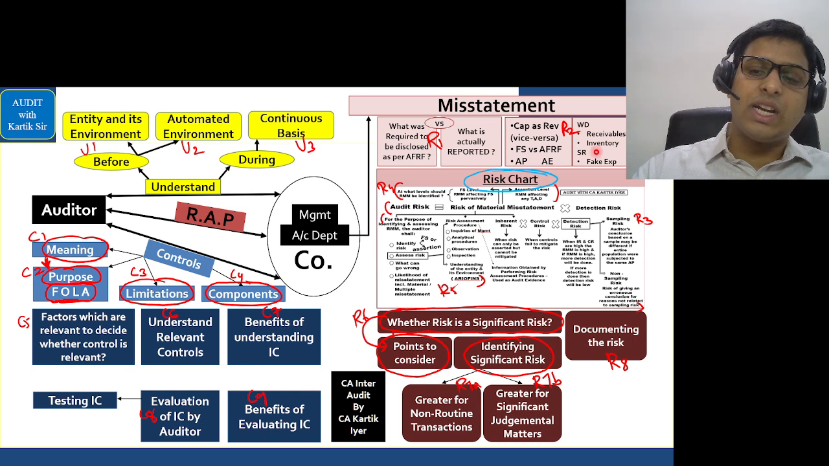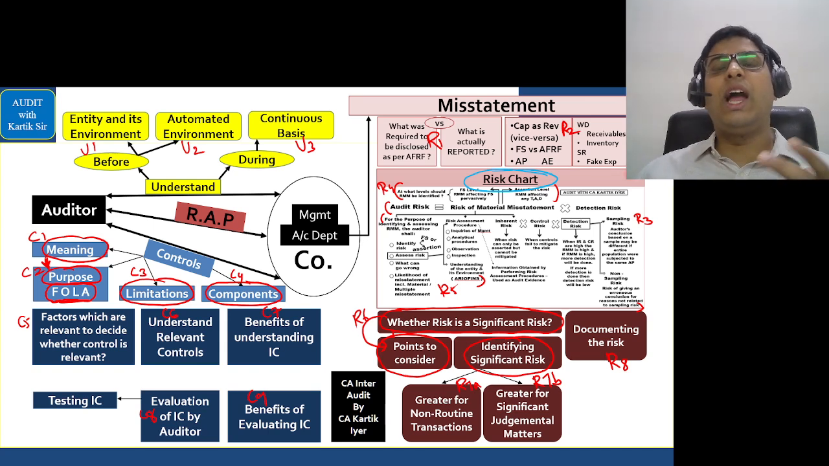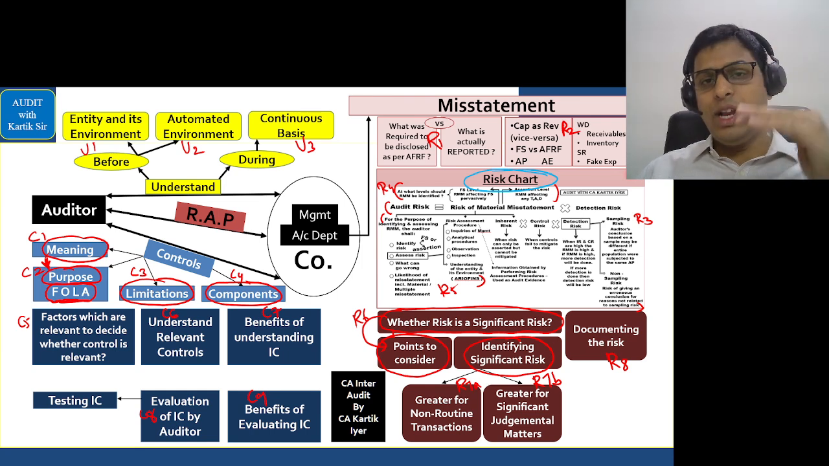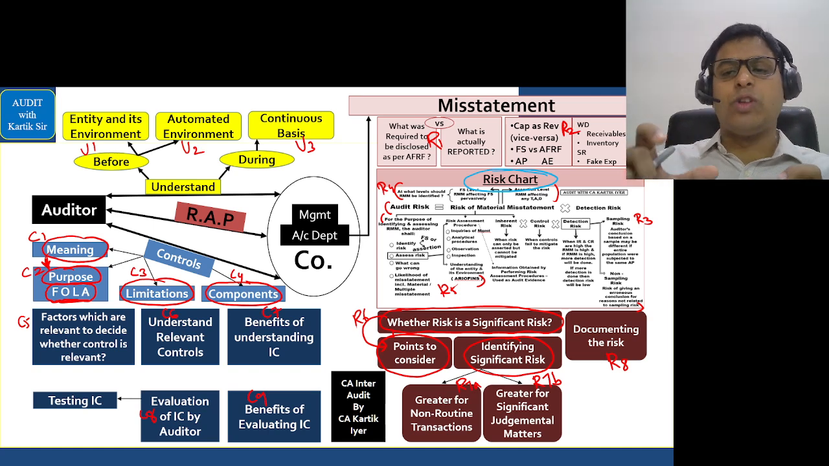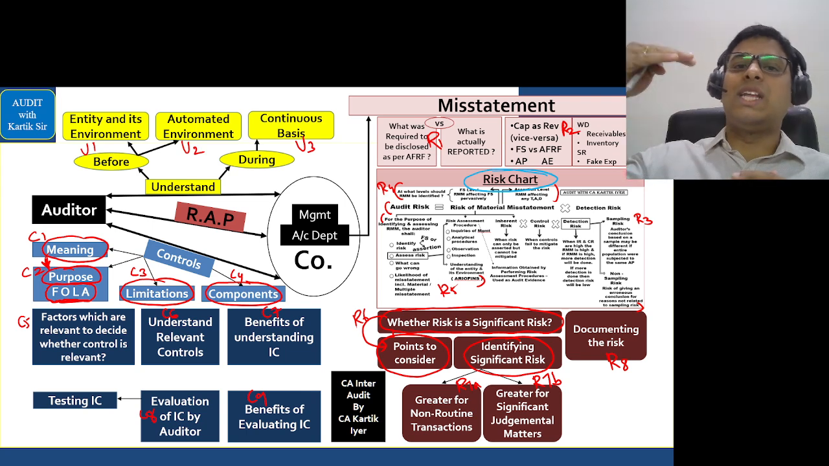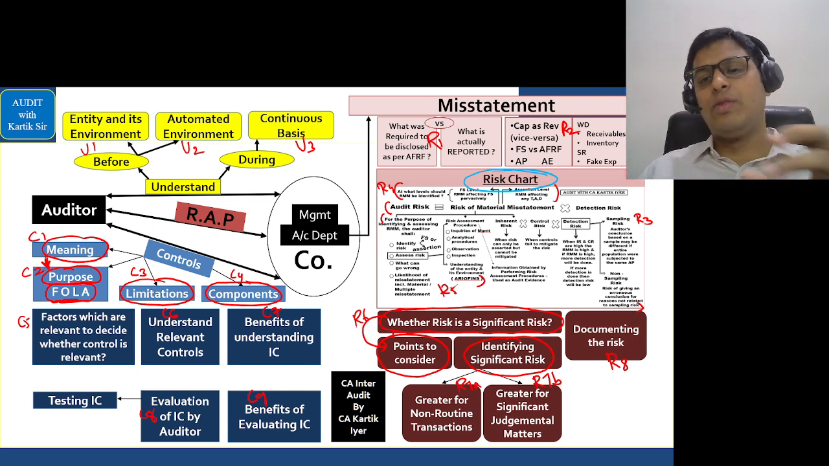Next you have secret reserve here. Secret reserve is basically when you show fake expenses and pay lesser taxes to the government because you're showing lesser profits. If you show fake expenses, your profit will be lower. Inventory can also be given in that secret reserve point. If you overstate the inventory, it will be window dressing. If you understate the inventory, it will be secret reserve.